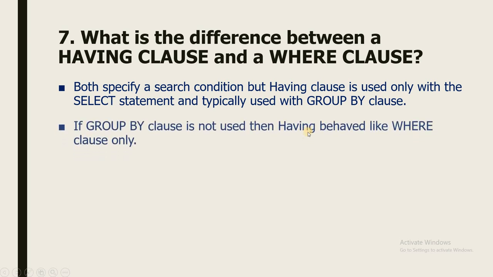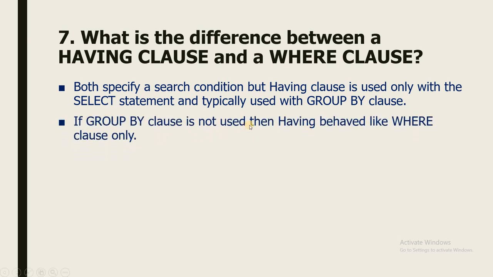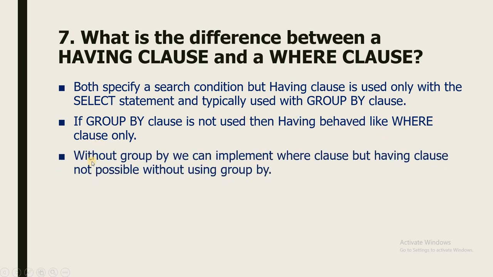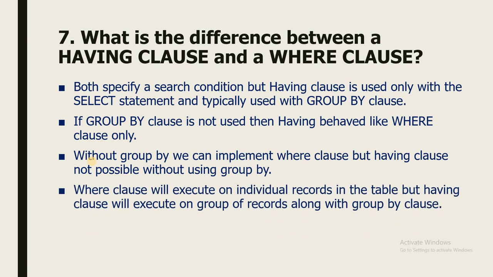The next one is, if the group by clause is not used, then having behaves like the where clause. If we do not use group by, it will work like a where condition. Next, without group by we can implement the where clause, but the having clause is not possible without using group by. The last one is, the where clause executes on individual records in the table, but the having clause executes on a group of records along with the group by clause.